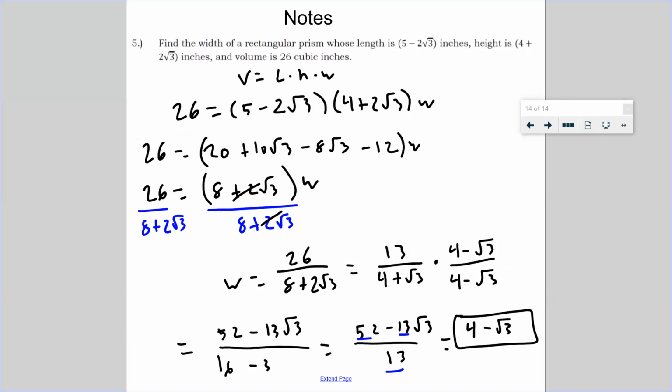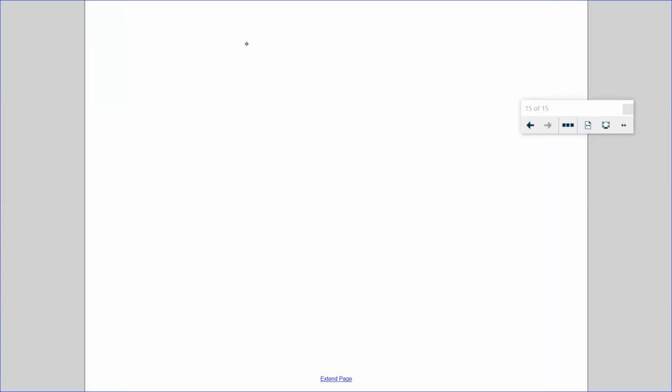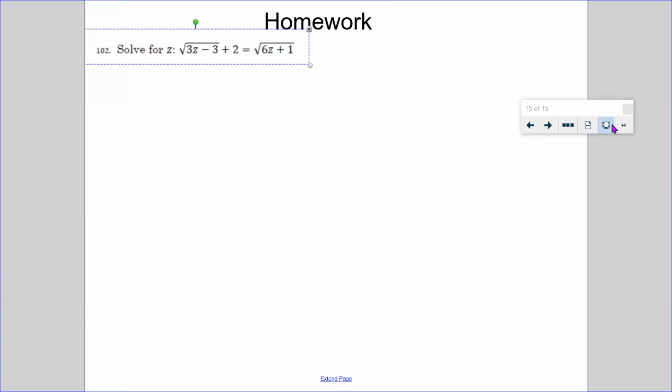All right, so I did want to do one more problem. I'm trying to find one similar to it. All right. And it's going to be 102 in the homework. Let's hope it's a nice problem. So the last problem I want to do is back on the homework. And it's going to be 102.